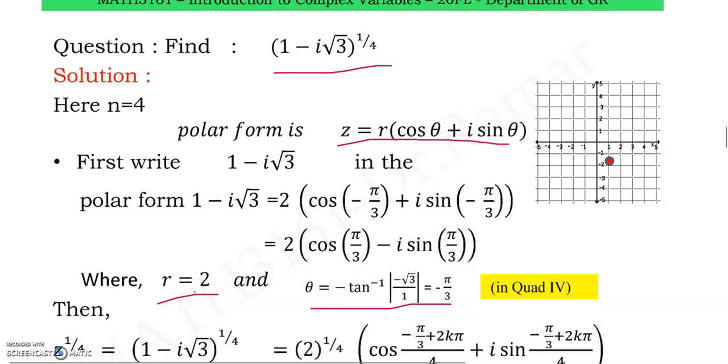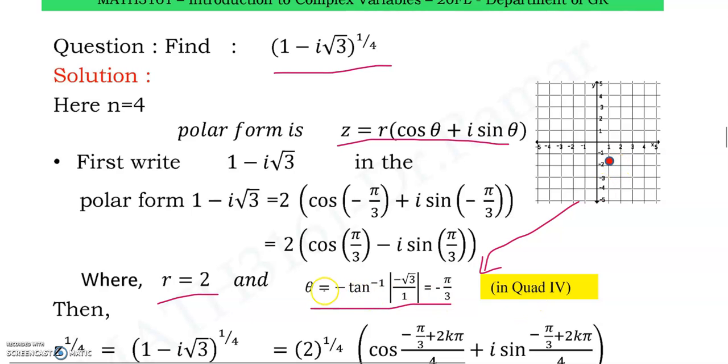That is the square root of a squared plus b squared. So a is 1, b is minus root 3, so r is equal to 2. Now, what is theta? Theta is in the fourth quadrant. See the graph here. Theta is in the fourth quadrant.